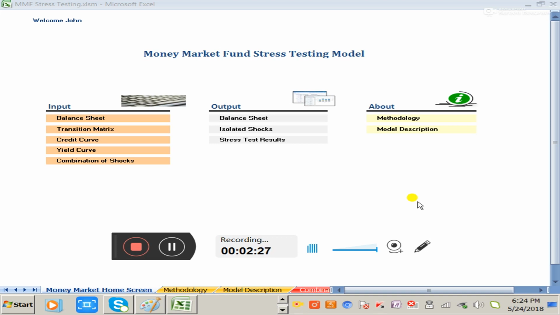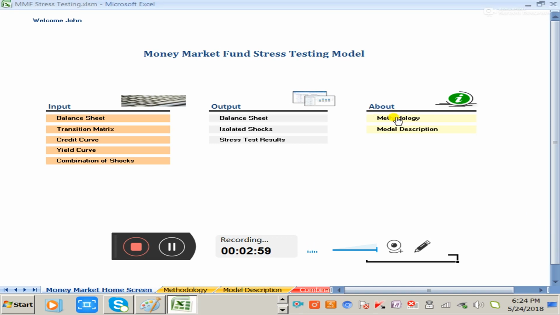This application is a conceptual model which takes into account an illustrative money market mutual fund with 12 securities, conducts the stress tests, and creates reports based on those stress tests. The application itself is divided into three sections. The first section is the input section, the second section is the output section, and the third section gives you the underlying methodology and the model description.